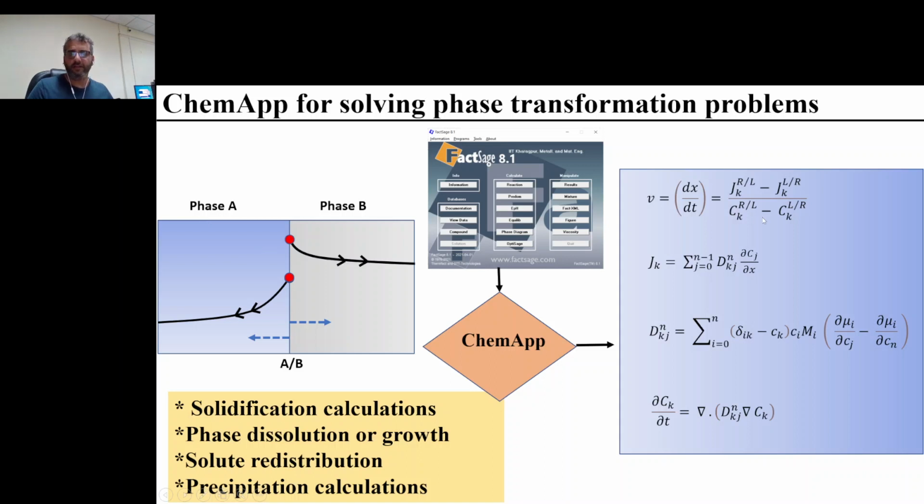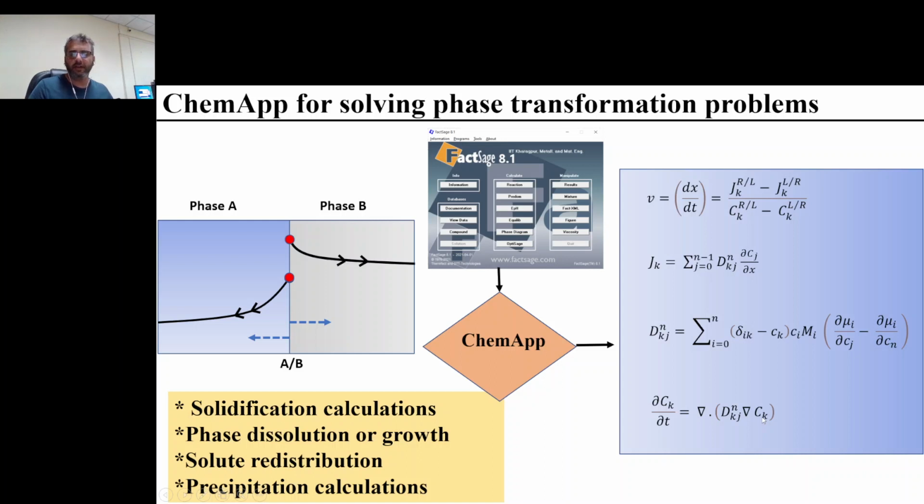And then these two compositions are referred to as the interface compositions. Now, in order to calculate the flux, we invoke the equation shown here. This is dependent on the interdiffusion coefficient of a solute, which is calculated through this formulation, where we need the potential gradients, and we calculate the variation in composition with respect to time using Fick's law, which is shown in this equation here.